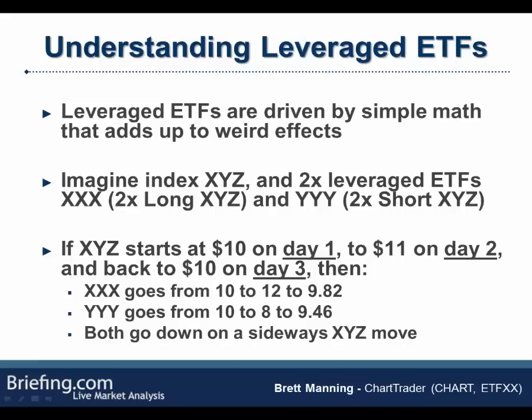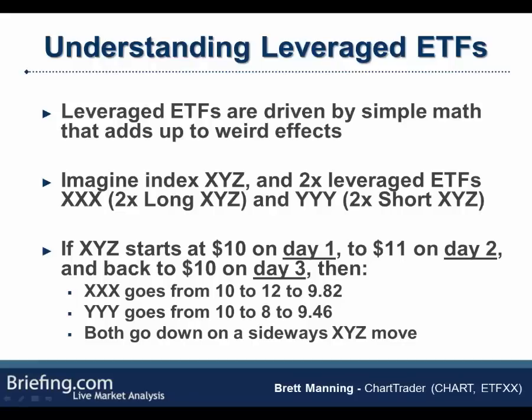Now, on day 3, let's say XYZ trades back down to 10. Well, that's a drop of 9.1%. That means that XXX is going to drop by 18.2%, twice as much. That's going to take it down to 9.82. That's also going to pop up YYY by the same percent change, 18.2%. That's going to take it from 8 up to 9.46, right?